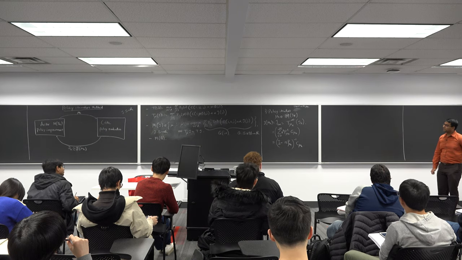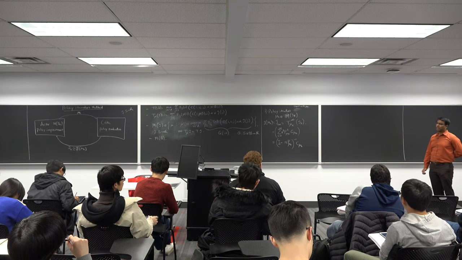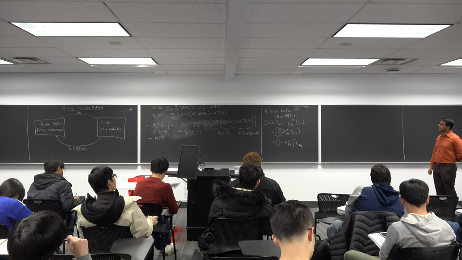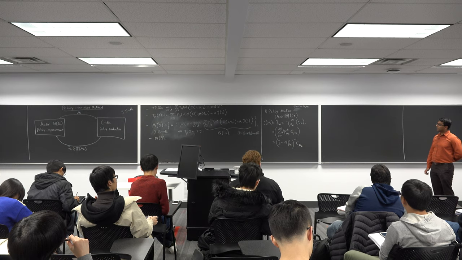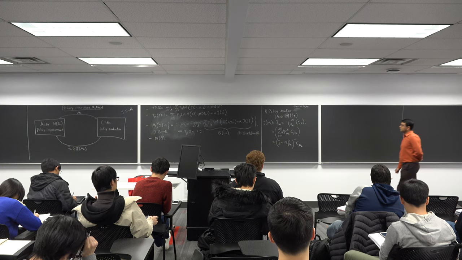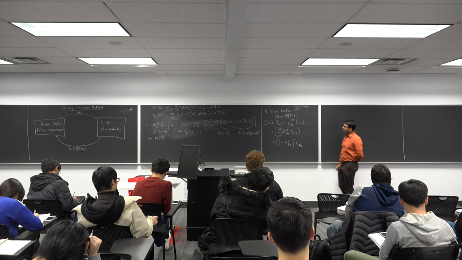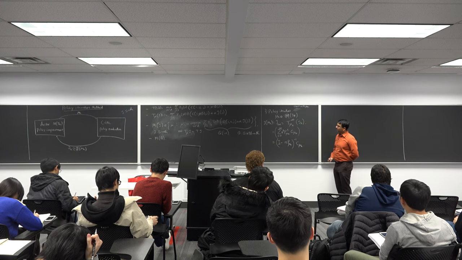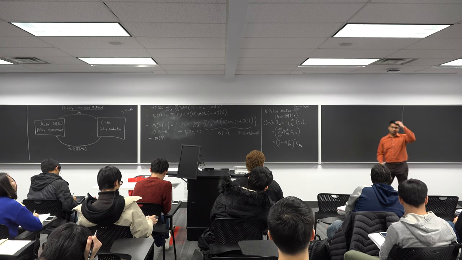This is the vanilla policy iteration proposed, I think, back in the late 1950s, early 1960s. And the convergence was proved around the same time it was proposed. OK, any questions? Yeah.